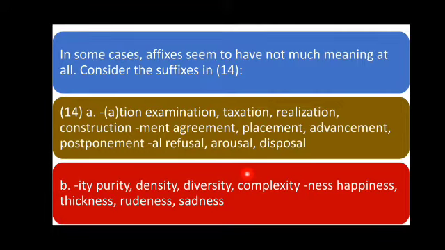So the function of all these suffixes in the examples in B is to change category. These suffixes turn adjectives into nouns. Pure is an adjective and purity is a noun. These suffixes do not give us any potential meaning. They only change category. Sometimes they turn verbs into nouns, and sometimes they turn adjectives into nouns. Here we can see with the help of ness, happiness, and here with the help of ity, purity and density.